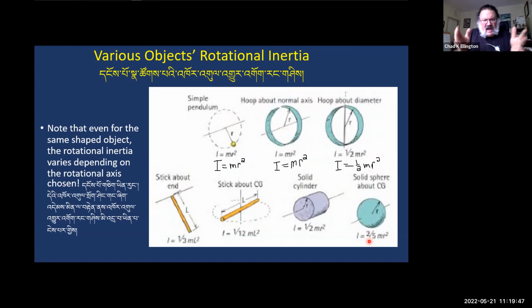So they each have these different rotational masses or rotational inertia.